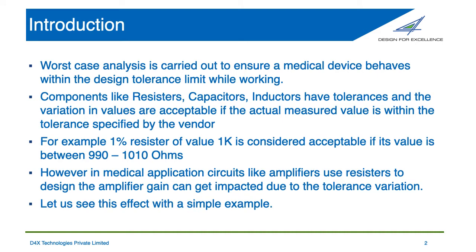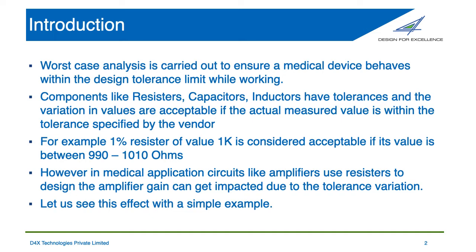Typically, most passive components like resistors, capacitors, and inductors have tolerances which could be either on the positive side or the negative side. For this example, let's take the resistor, and we are looking at a resistor whose tolerance is going to be 1%, which means a 1K value resistor can exhibit either 990 ohms or 1010 ohms at the extremes.